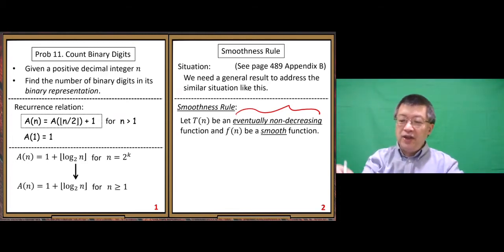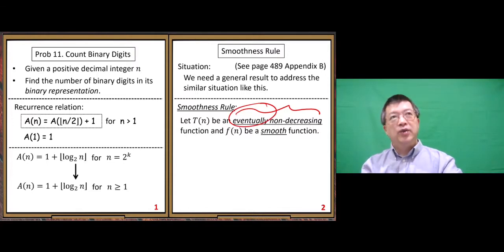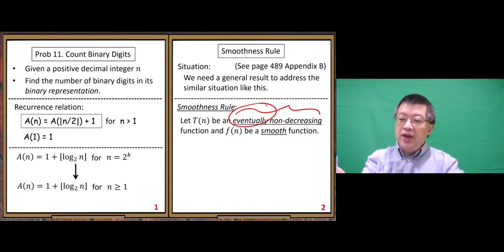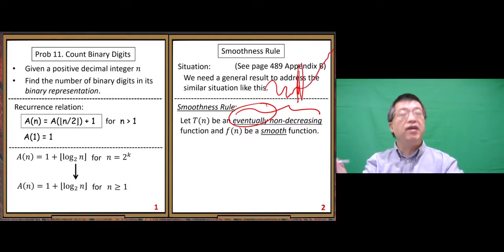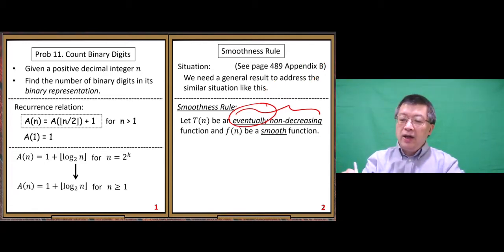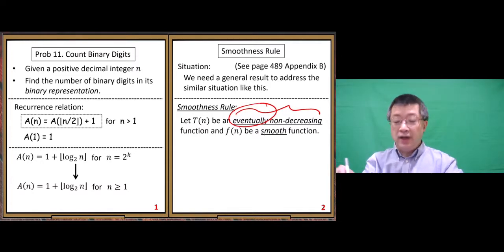Eventually, the only thing is this eventually. We don't care about the beginning part. The beginning part you do decreasing is fine, but eventually after you hit some point, then never decreasing. So that's the eventually non-decreasing. That's the meaning. Then f of n, little f of n, be a smooth function. Now, what's the meaning of the smooth function? I explain in the next slide. Its meaning also very complicated. Smooth function, new meaning.